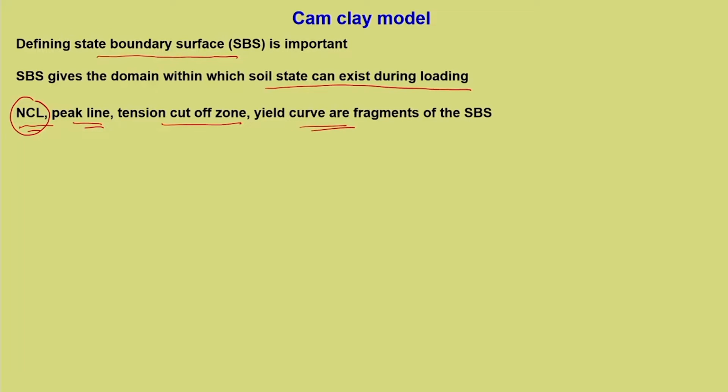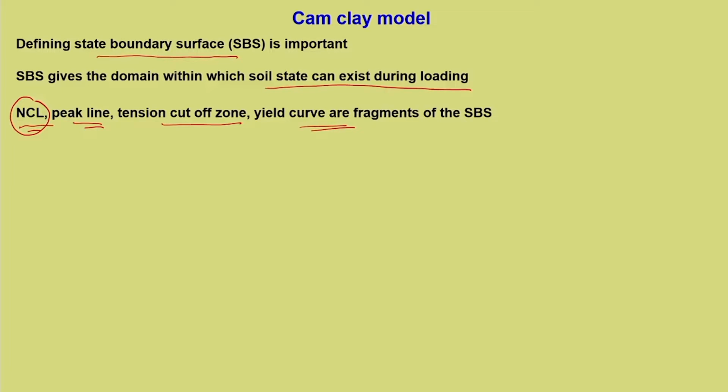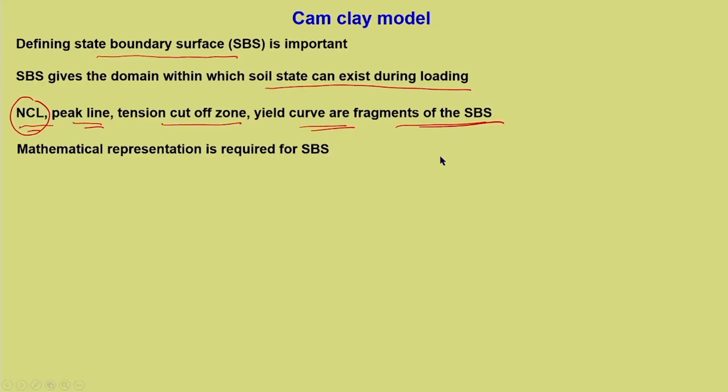And yield curve, the specific yield curve. When I say yield curve, not all the yield curves, because a yield curve can expand in its size. It is the final yield curve, which I told already, passes through the point of intersection of the effective stress path meeting with the critical state line. These are all fragments of SBS. Now, we will put all these facts together and finally understand what a state boundary surface is, in 2D as well as in 3D variation or framework.